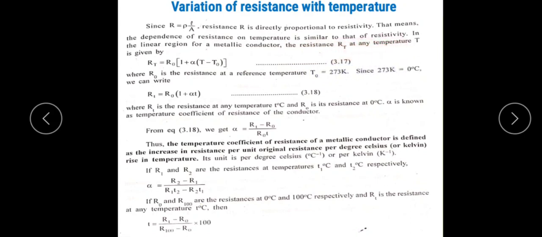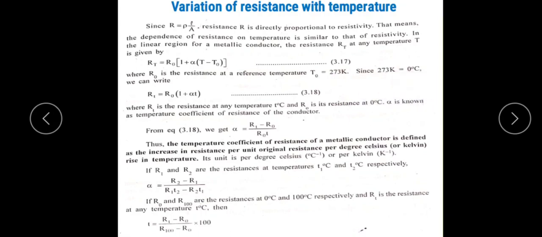In the linear region, for metallic conductors, the resistance R at any temperature T is given by R equals R naught into 1 plus alpha (T minus T naught). This is the formula to find the resistance corresponding to a temperature. That is equation 3.17, where R naught is the resistance at a reference temperature T naught. At the particular temperature T naught, the resistance is considered as R naught. The T naught value is equal to 273 Kelvin.